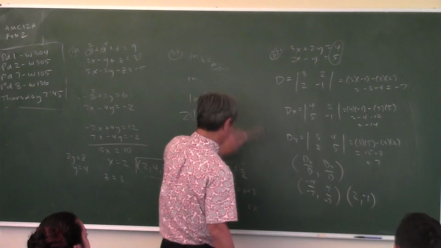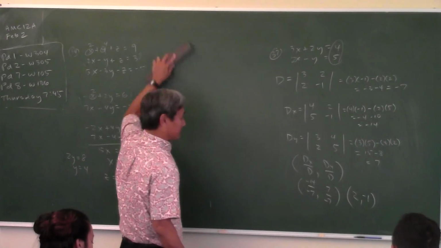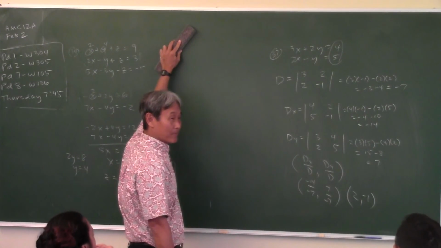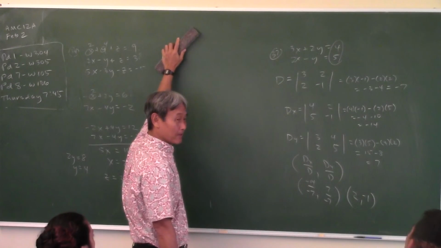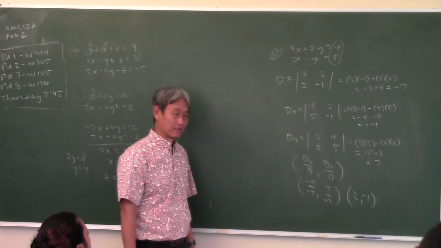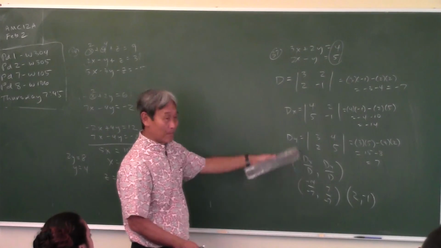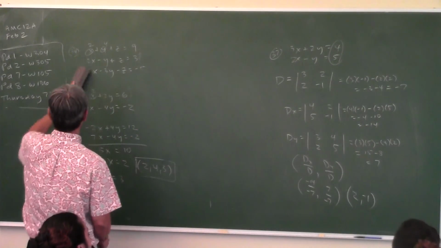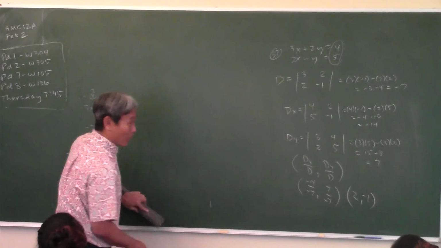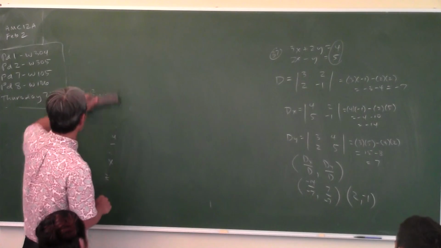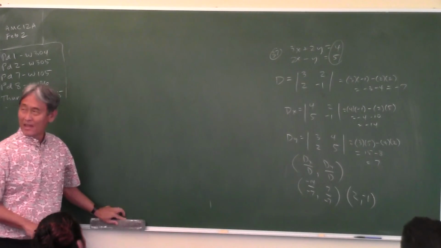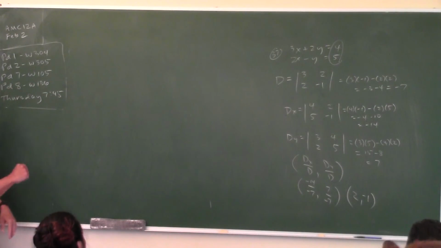Wait, if d equals 0, that means the system is either inconsistent or dependent, but you don't need to know that, because it's going to be consistent. Because if it were, then I would put that on the practice test. And then number 38.